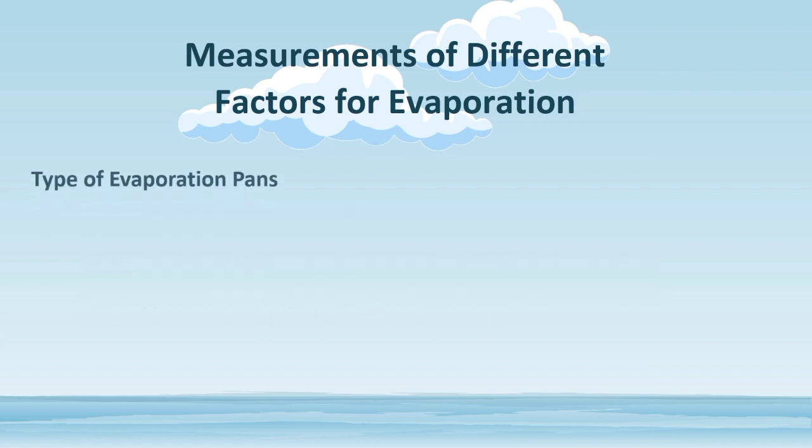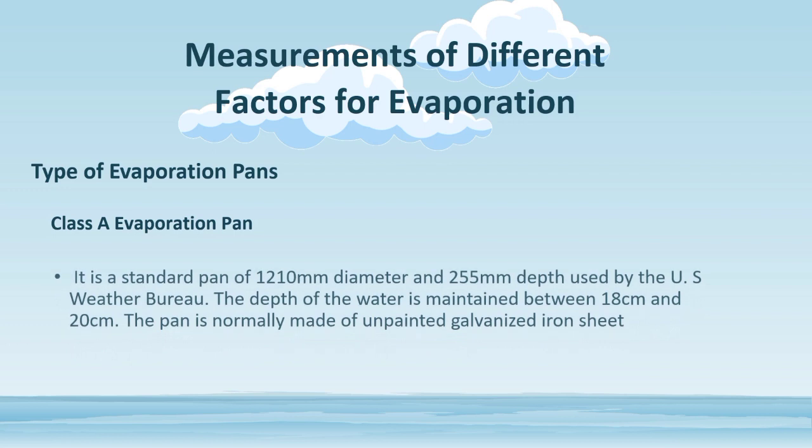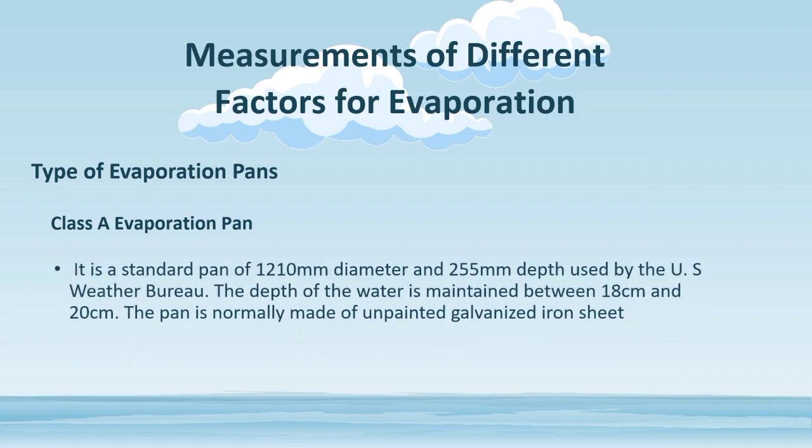Types of evaporation pans. The first type is the Class A evaporation pan. It is a standard pan of 1,210 mm diameter and 255 mm depth used by the U.S. Weather Bureau. The depth of the water is maintained between 18 centimeters and 20 centimeters. The pan is normally made of unpainted galvanized iron sheet.